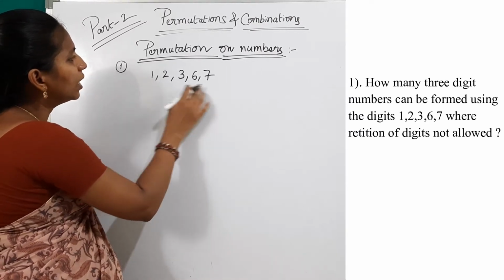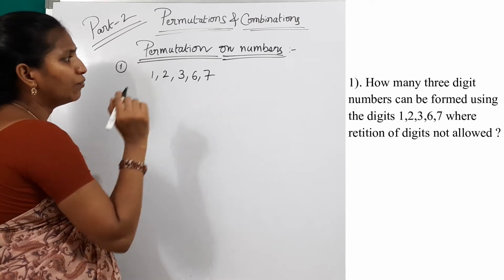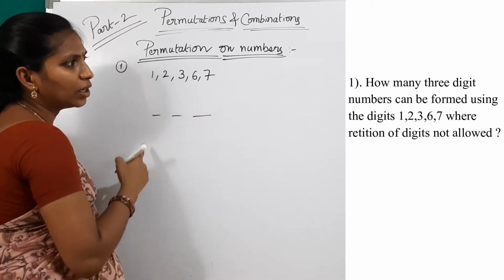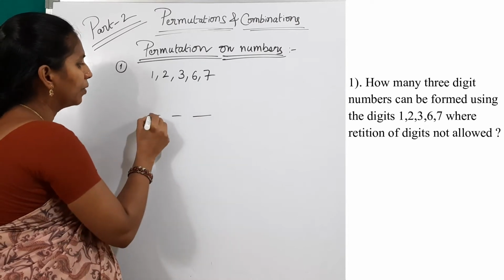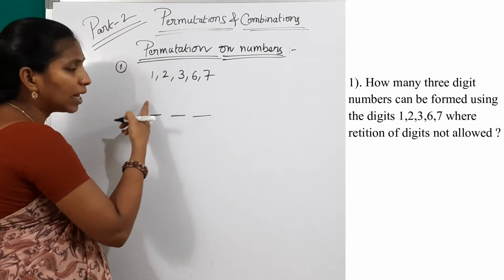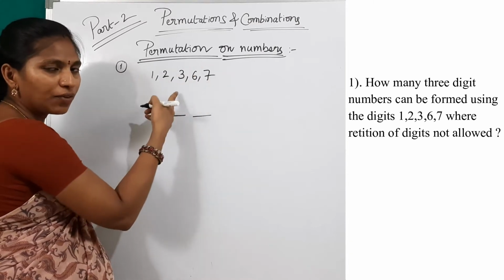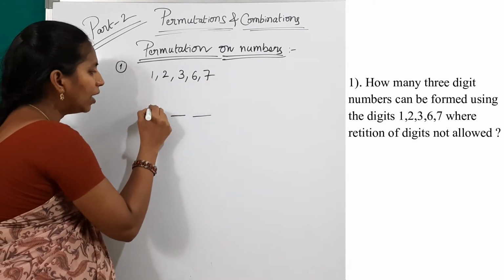So, see here, how many digits are there? 5 digits and 3-digit numbers. We should find out 3-digit numbers. At first place, there are 5 possible ways to place any one of these 5 digits. So, here 5.